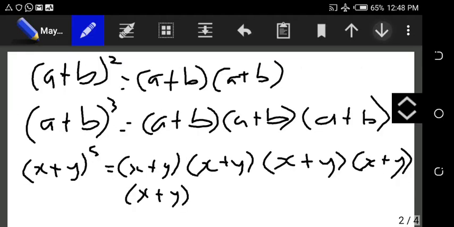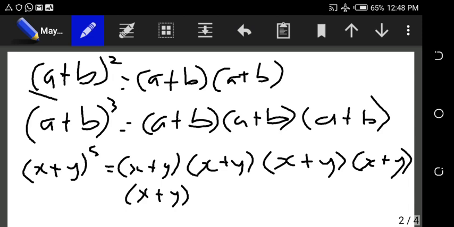It could be something like (a + b) raised to power 2 in brackets, or it could even be (a + b) raised to power 3, or (x + y) raised to power 5, as the case may be. Notice that each of these expansions requires that you multiply whatever is in the bracket the number of times you have as your power.